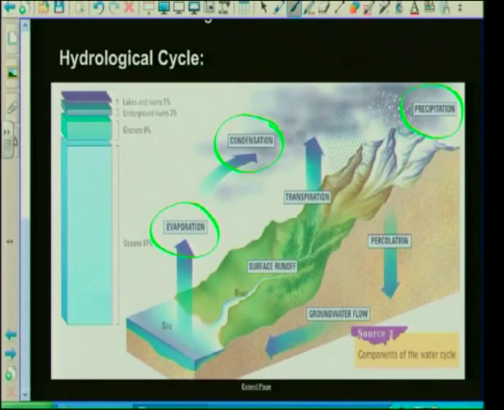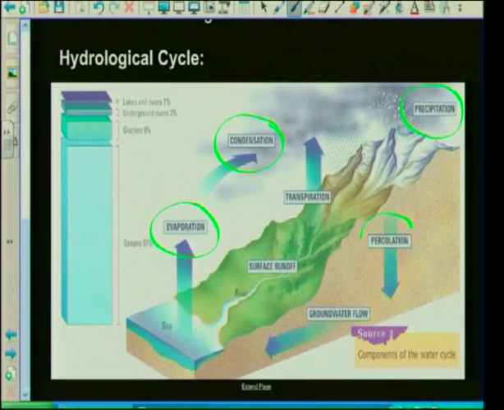Precipitation can be in a variety of different forms. We could have the most obvious one, which would be rainfall. Snow is another form of precipitation, hail, fog, dew, though any sort of water that comes from the upper atmosphere down towards the surface of the earth is considered to be precipitation. What you will notice then is that over here there's the word percolation.